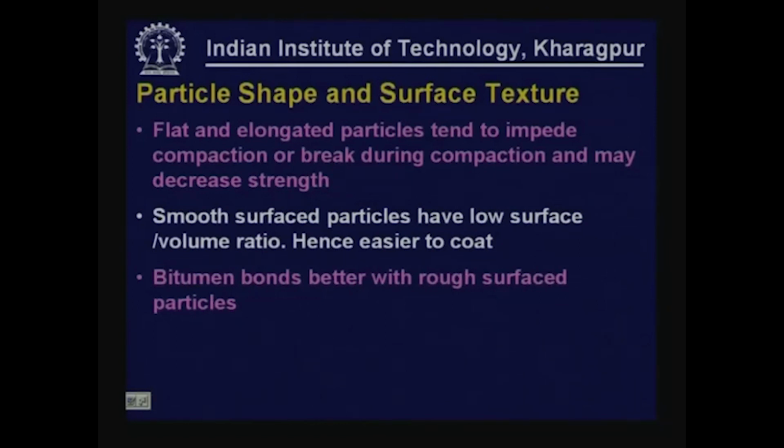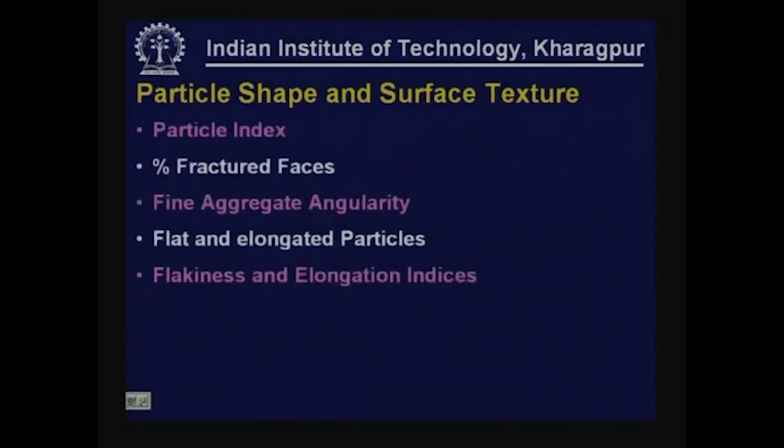Flat and very long aggregates, elongated particles, tend to impede compaction. They break during compaction and may decrease the strength of these materials subsequently. Smooth surface particles have low surface to volume ratio and are easier to coat. Bitumen bonds better with rough surface particles.